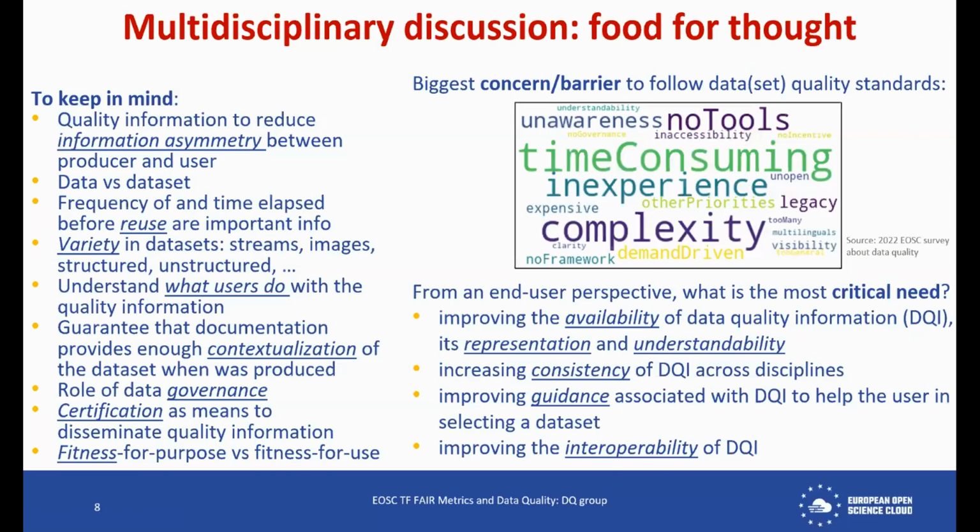And now we slowly move to the session where we start a multidisciplinary discussion. To this extent, I prepared just a few questions that might help to steer the conversation a bit. You might see those on the screen. Just to explain briefly what is the bunch of words here. The only figure you see comes from the European Open Science Cloud survey that was released a few months ago. This word cloud shows the answers from the respondents to the question on the biggest concern or barrier to following dataset quality standards.